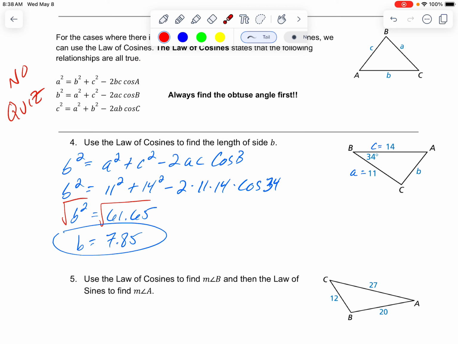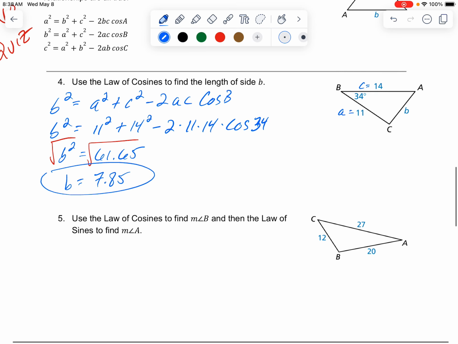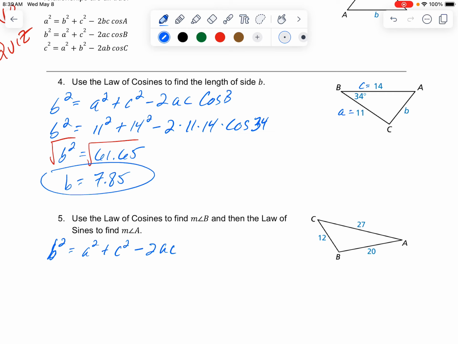So this is actually going to be the same exact equation we used before. This is the only one that has angle B in it. Remember, angle B is the uppercase B, and that's the only one of the three equations that has that in it. So I'm going to copy that equation down again. B squared equals a squared plus c squared minus 2ac cosine of B.